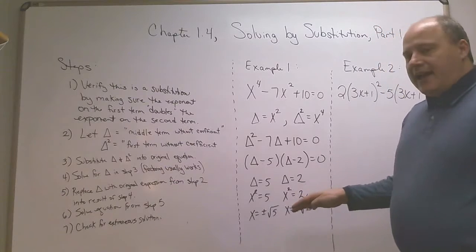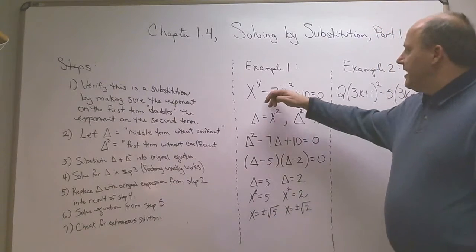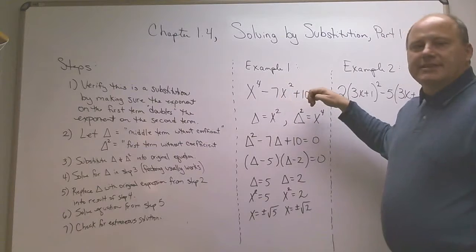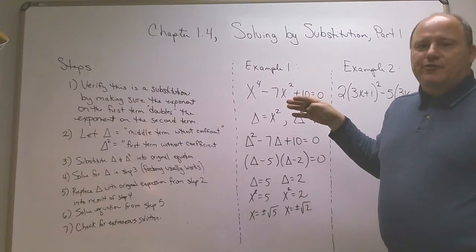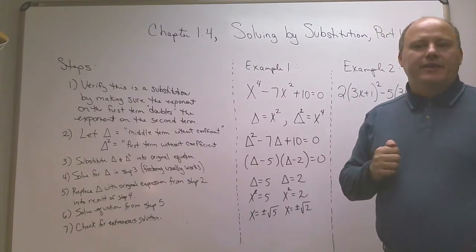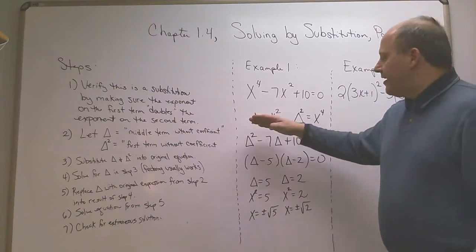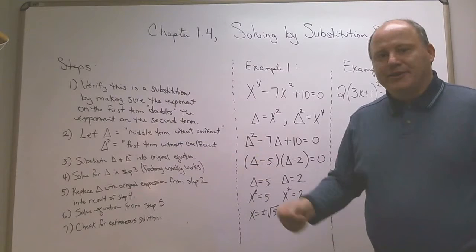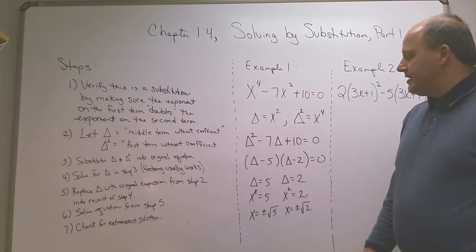This one is not going to have any extraneous solutions because it's x to the fourth minus 7x squared plus 10 equals 0. There are no fractions there and no square roots there, so these numbers should be fine. The only way I'd have made a mistake is if I made a calculation error, so I'll leave it up to you to make sure I didn't make any of those types of mistakes.